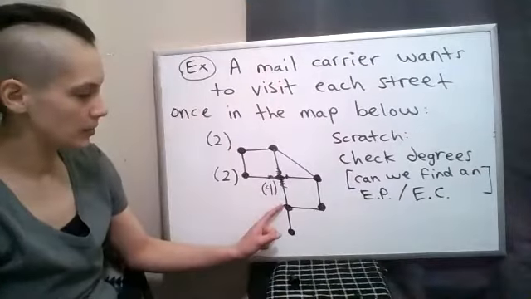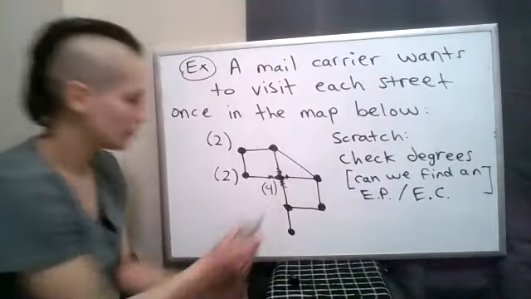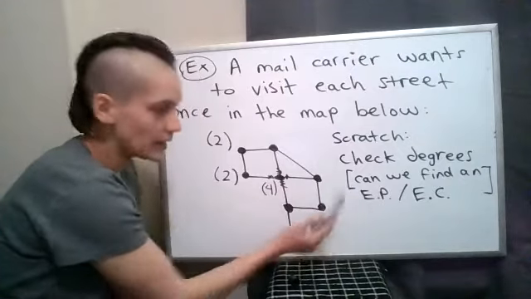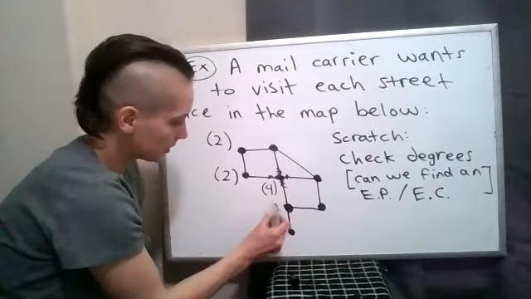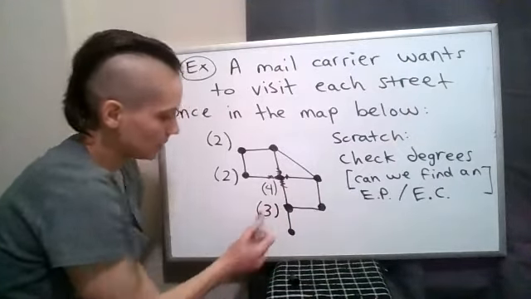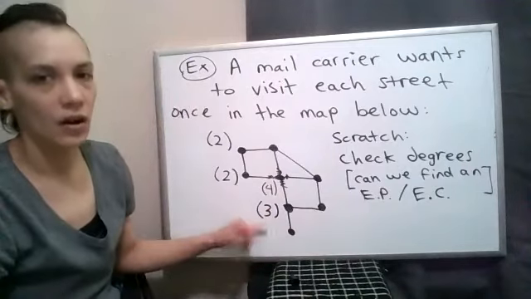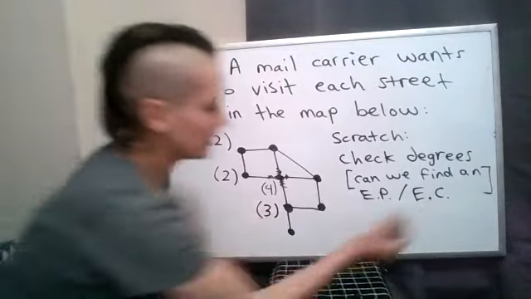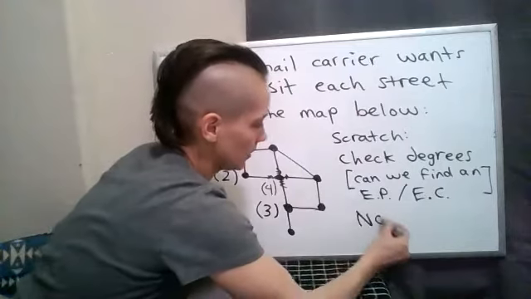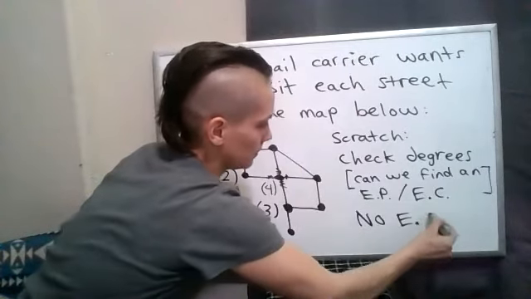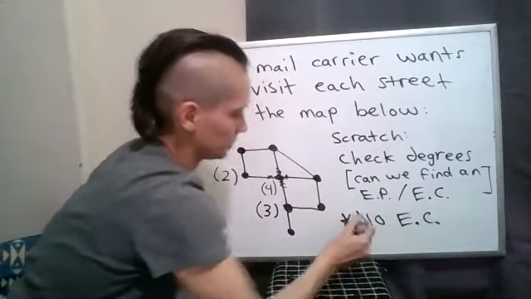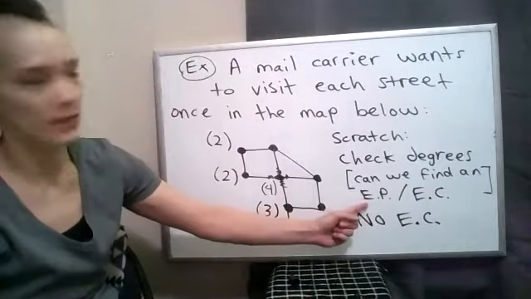Okay, so here we go. Degree 3. Yikes. So not going to have an Euler circuit because it's not all even. We just found an odd. Okay, let's see if we can find an Euler path.